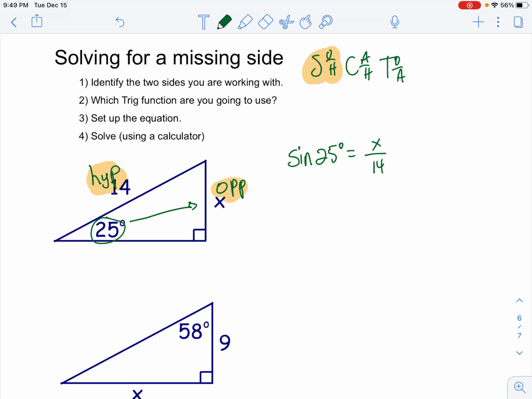So we did identify the two sides, done. Which trig function are we going to use? We said we're going to use sine. Boom. Set up the equation. We did that. Now we're going to solve using a calculator. So here's where the calculator comes in handy. We're going to have to type in sine of 25 into our calculator.